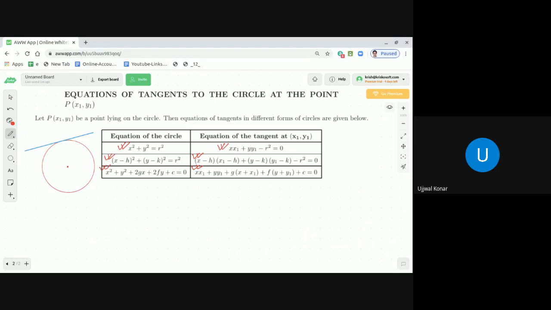Let us understand by means of an example. For example, consider the circle.